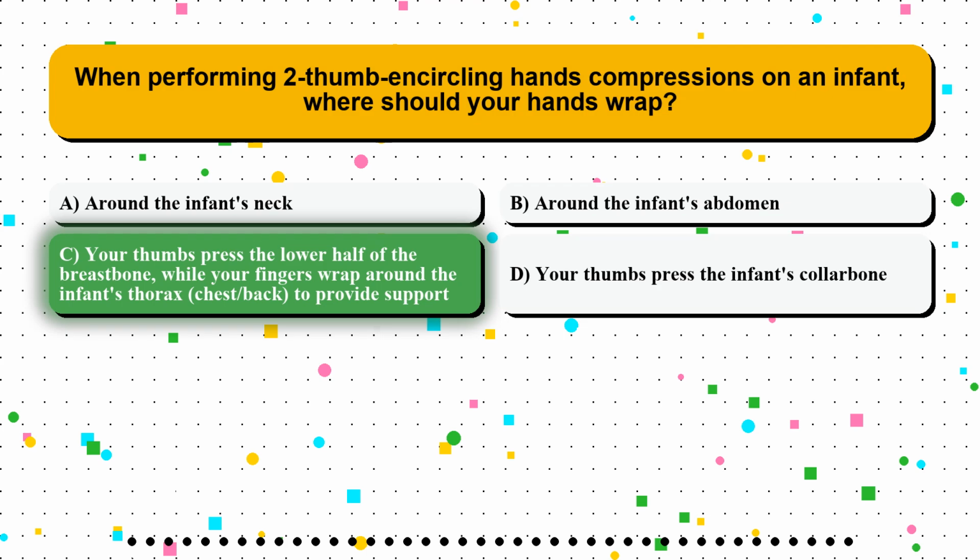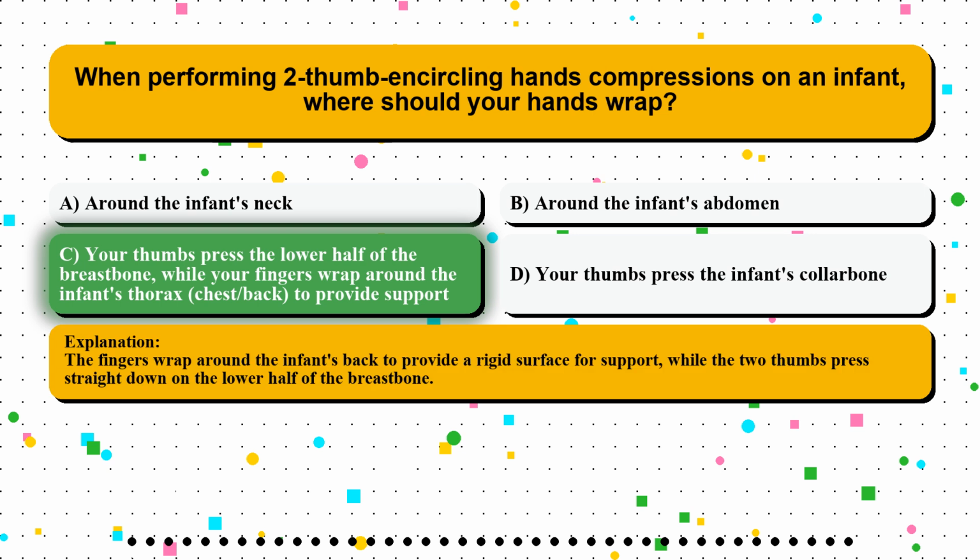The correct answer is option C, your thumbs press the lower half of the breastbone, while your fingers wrap around the infant's thorax, chest and back, to provide support. The fingers wrap around the infant's back to provide a rigid surface for support, while the 2 thumbs press straight down on the lower half of the breastbone.